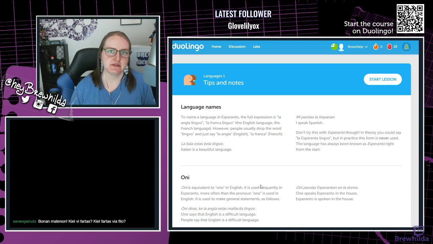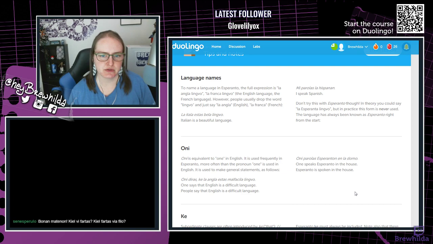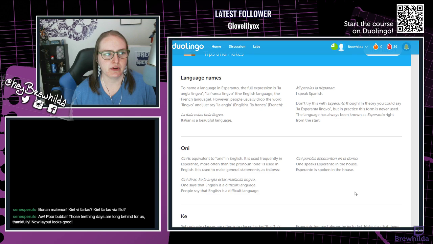So to name languages in Esperanto, the full expression would be "the blank language," right? So the French language, the English language. However, people often drop "the language" or "lingvo" and say "the English," "the French." Now, if you're hearing "the English" or "the French," they're talking about the language, not the people.